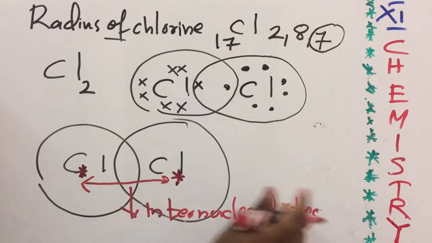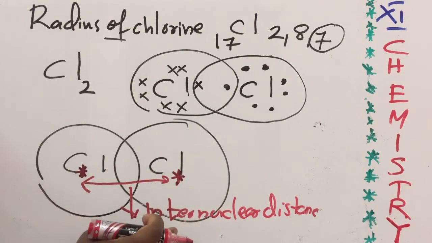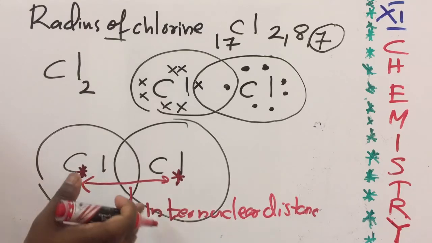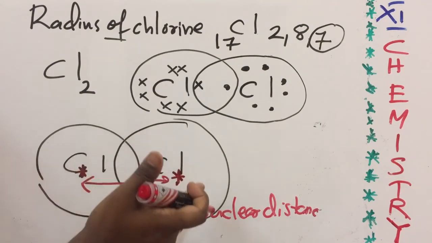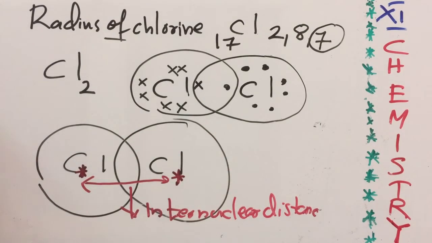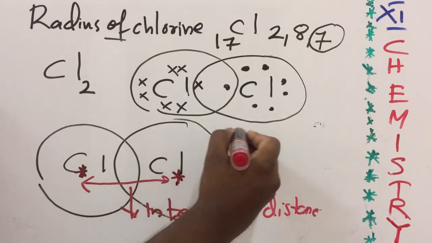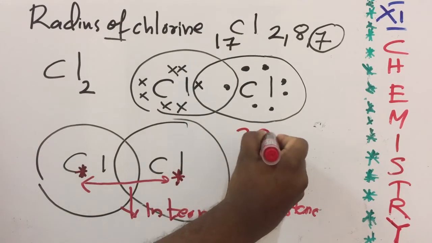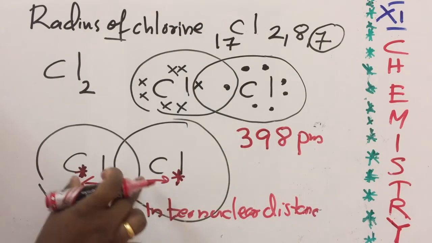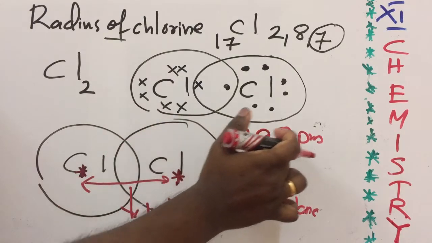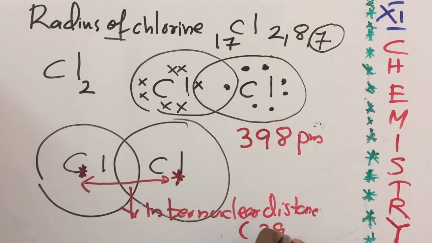Internuclear distance. The distance between two bonded atoms is called internuclear distance. And this distance we can easily find out from experiment. Internuclear distance is not like atomic radius. It can be easily found from experiment, and experimentally the value between two chlorine atoms is found to be 398 picometer.